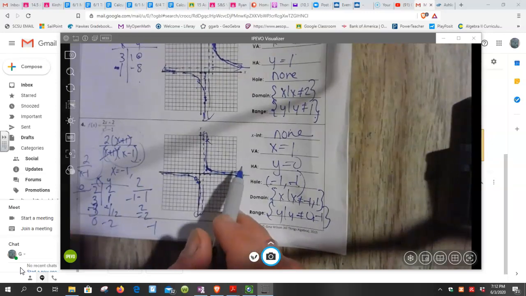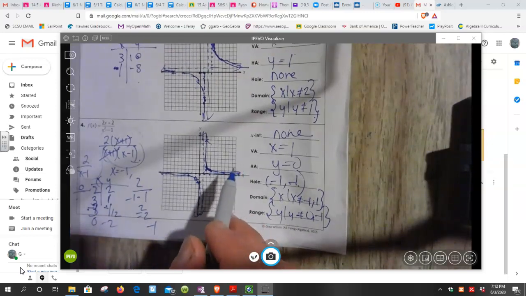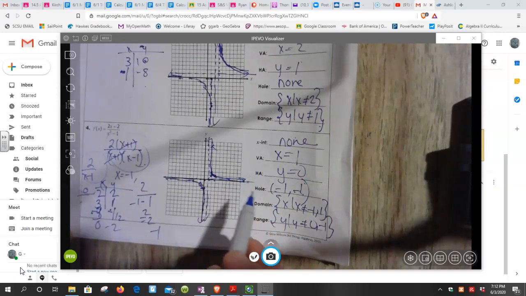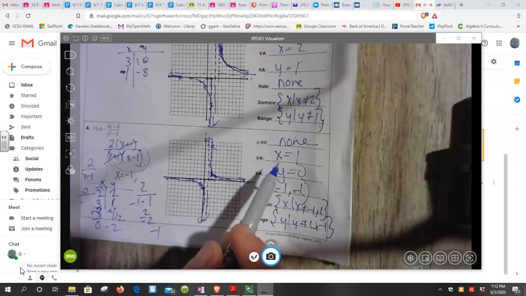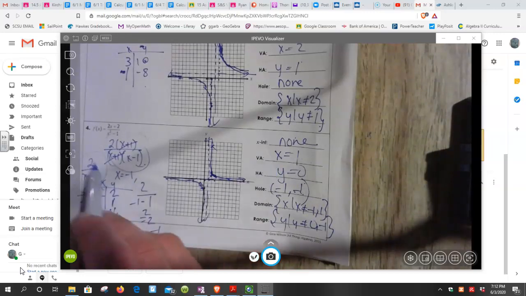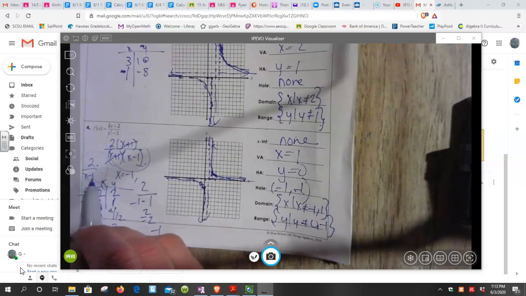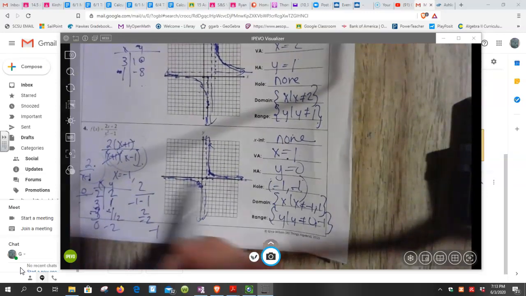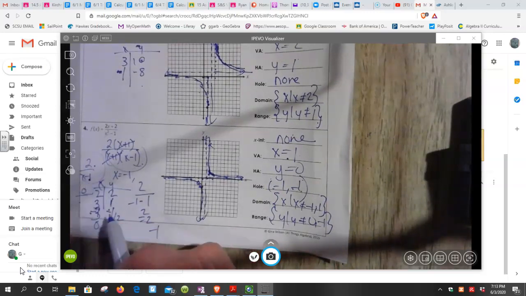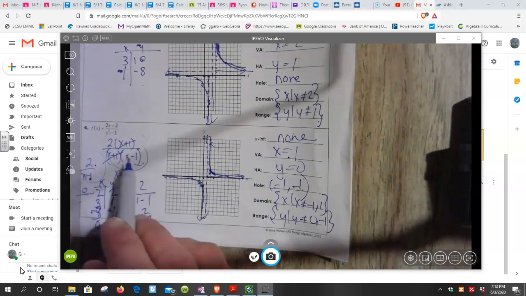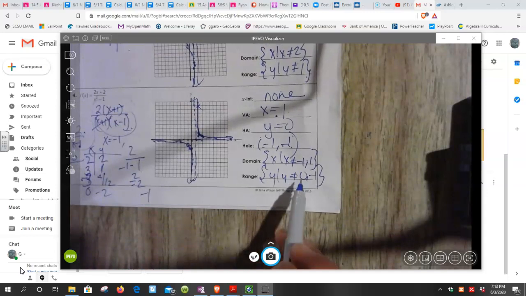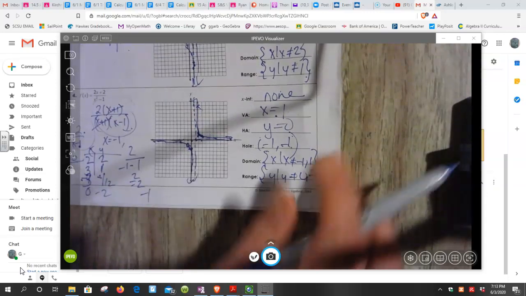X-intercept is none. There is no x-intercept because nothing can make the numerator equal to 0. Your vertical asymptote is 1 because that makes the denominator equal to 0. Your horizontal asymptote is 0 because the denominator has a higher degree. The hole is (-1, -1) for the reasons I already specified, and that's your domain and range. Can't be at the hole, and it cannot be at the asymptote. So that's your curve.